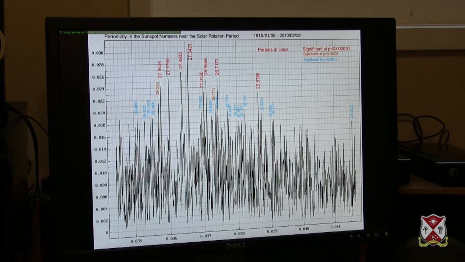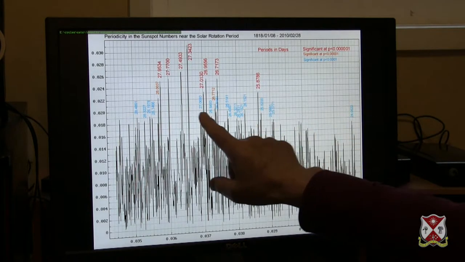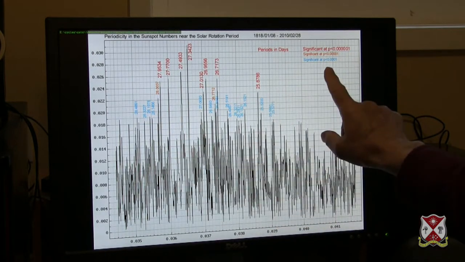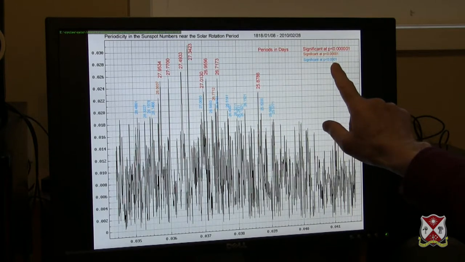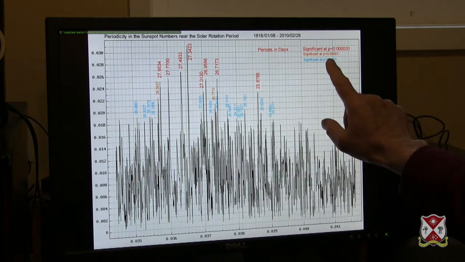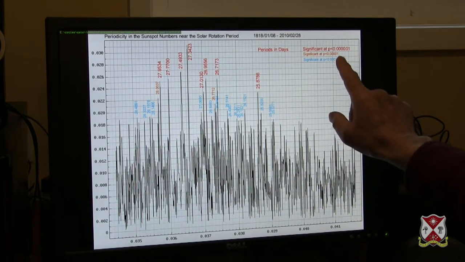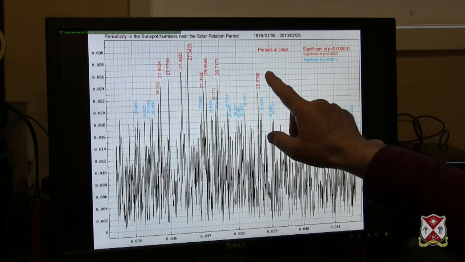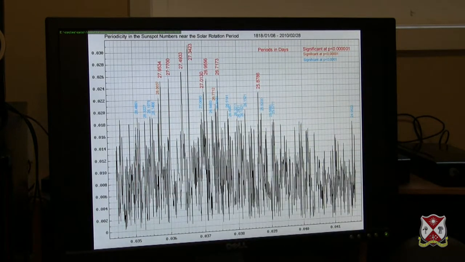This is the number of sunspots on the sun on a daily basis over 192 years, and each peak here represents a significant cycle that's found in the sunspots. The blue ones are significant at the 0.0001 level, which is normally considered a very, very strong significance. The orange ones at 0.00001, and the red ones at 0.000001. So there's only one chance in a million of getting something that strong.